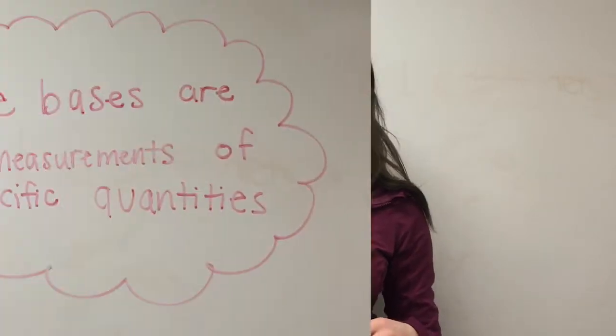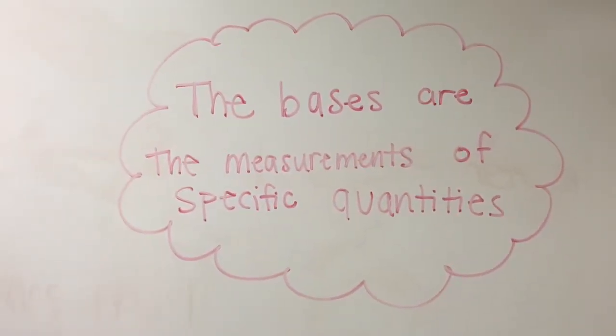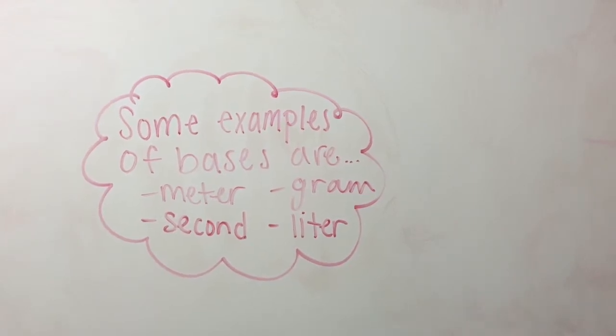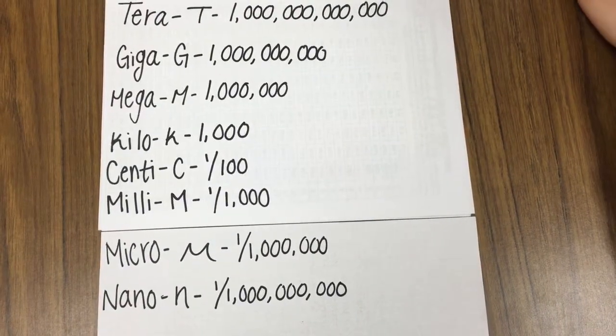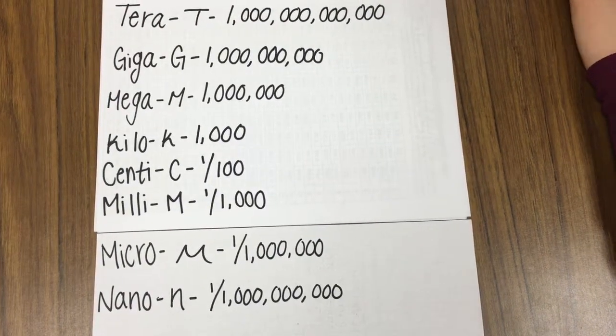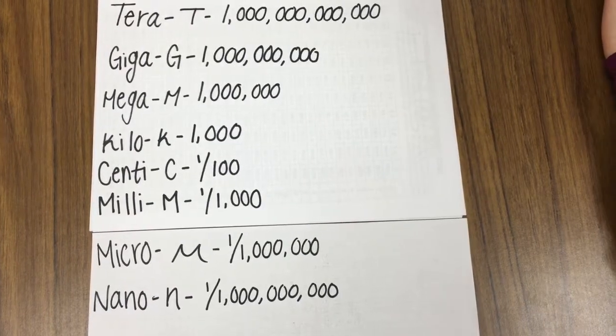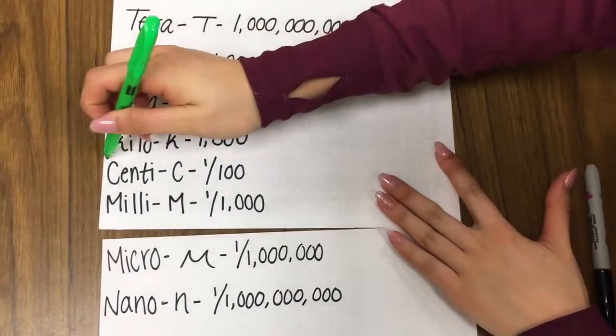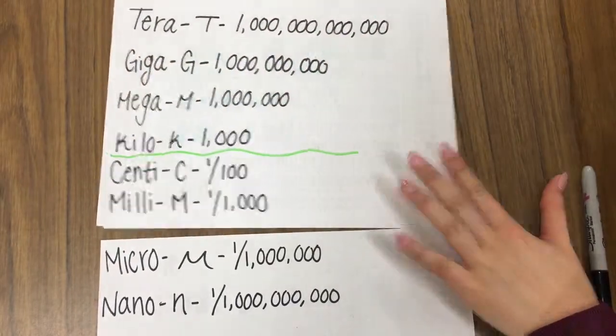The metric system is made up of bases and prefixes. The bases are the measurements of specific quantities. Some examples of bases are meter, gram, second, and liter. The prefixes are the multipliers of the base units. The prefixes include tera, giga, mega, kilo, centi, milli, micro, and nano. The base units are in between kilo and centi.